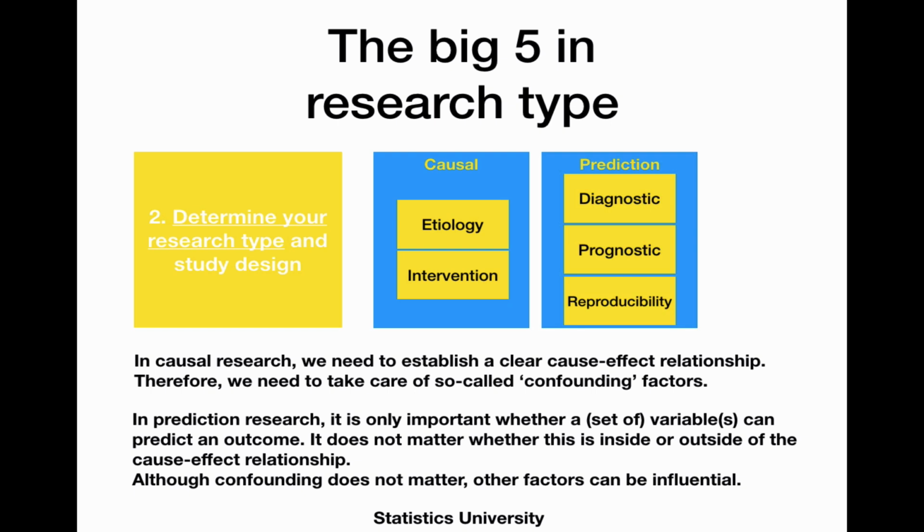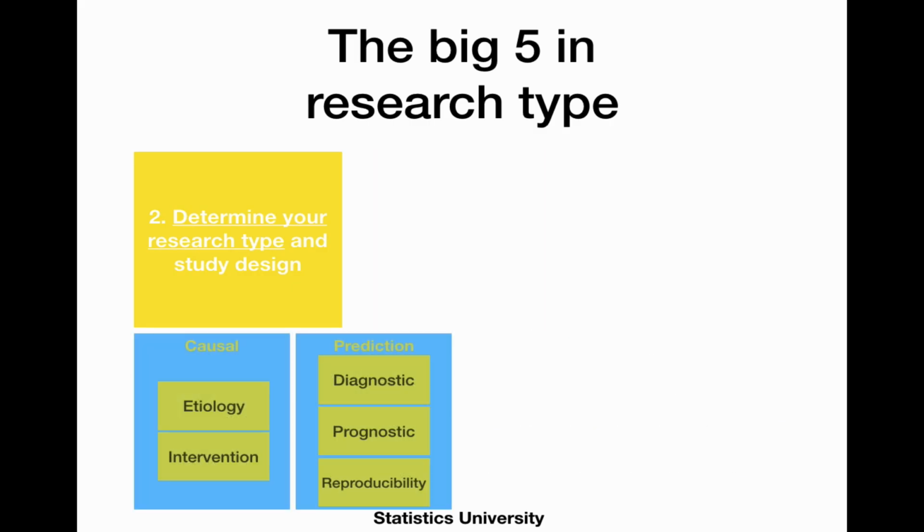And although confounding doesn't matter in prediction research, other factors can be influential. And we will discuss effect modification or interaction as one of the important factors later on. The 3 prediction research types are diagnostic, prognostic, and reproducibility research. So we have already made a distinction between causal and prediction research.